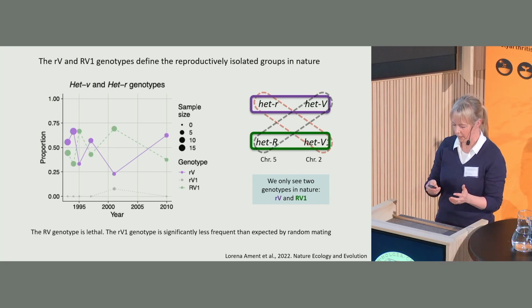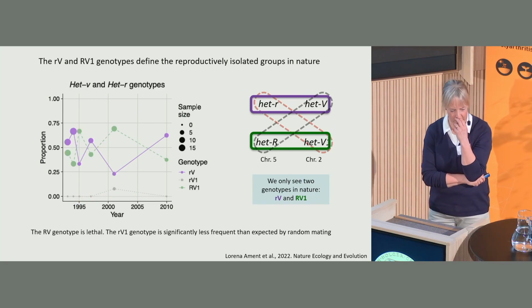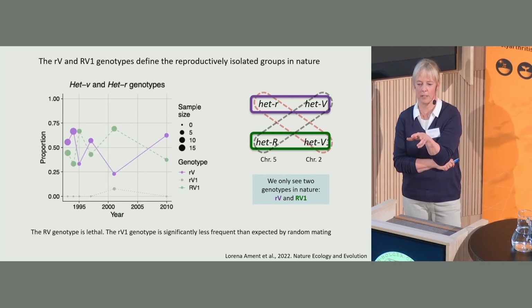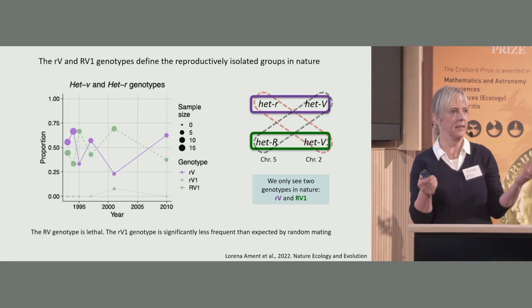Where are the others? So one of them we found was actually lethal, so that's easy. But then this genotype is very low frequency all the time. And if it would be random mating, you would see this one as equal as those two. So we still weren't really sure, do we see two reproductively isolated groups governed by this genotype, or is it something else going on?